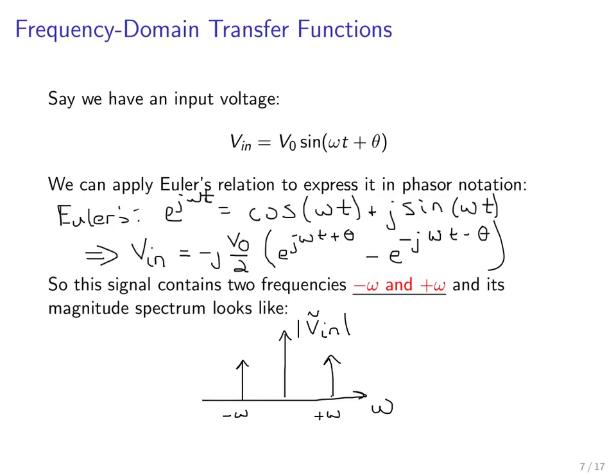Right. So if we express our transfer functions, our circuits, these equations that govern what our circuit does to input signals, as a function of frequency, for this particular signal, there are two frequencies we care about, right? There's a frequency plus omega and there's a frequency minus omega, and we basically need to evaluate our transfer function at those two frequencies, and then multiply it by our input signal, and then we get the output signal in the frequency domain.